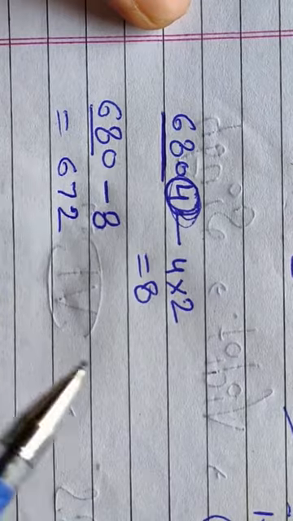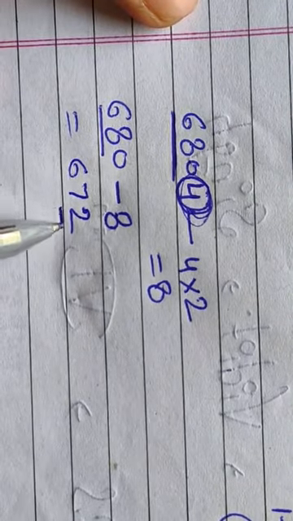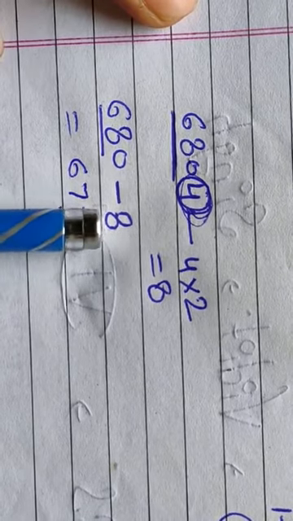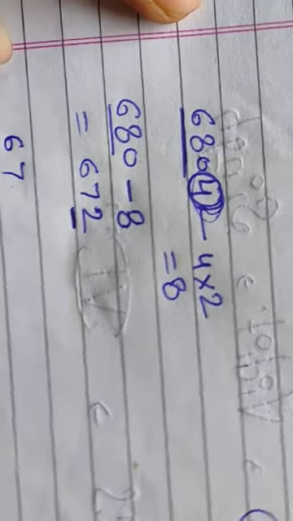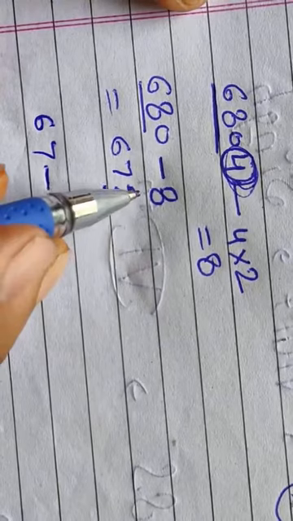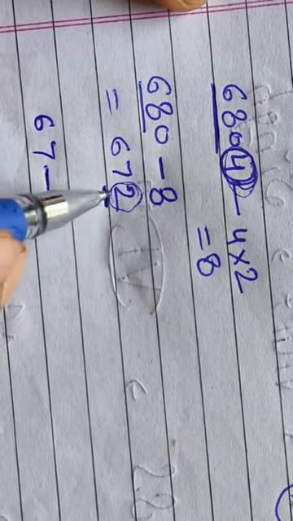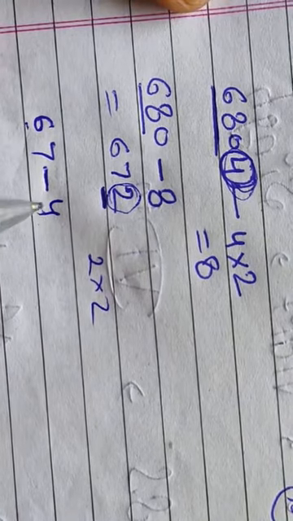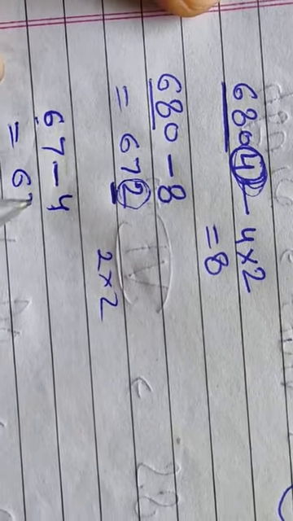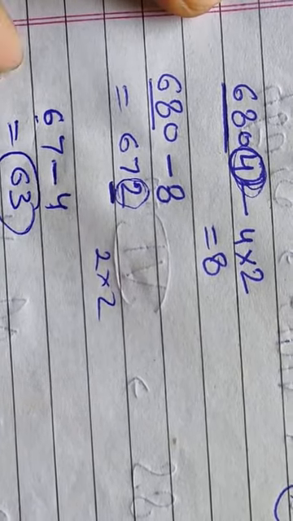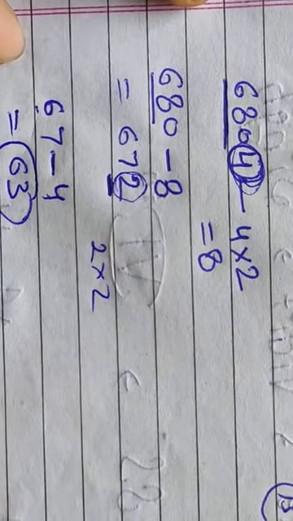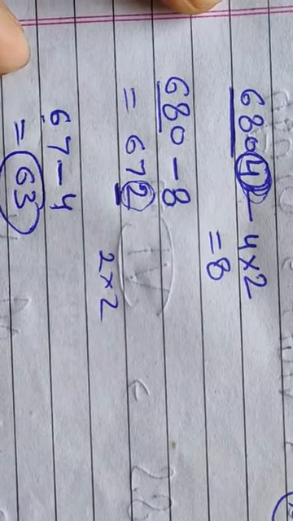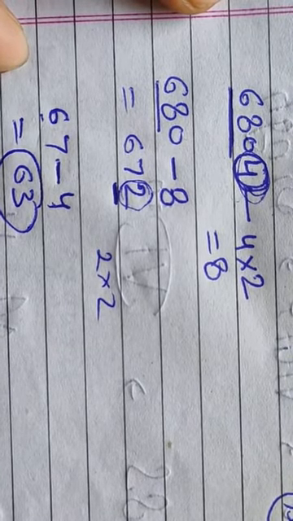Now we will proceed with this method. Again, leave the one's place digit. The number is 67. So 67 minus 2 times the one's place digit, that is 2, and 2 times 2 is 4. 67 minus 4 is 63. If this number is divisible by 7, 63 is divisible by 7, 7 times 9 is 63, then the given number is also divisible by 7. It is the divisibility test of 7.